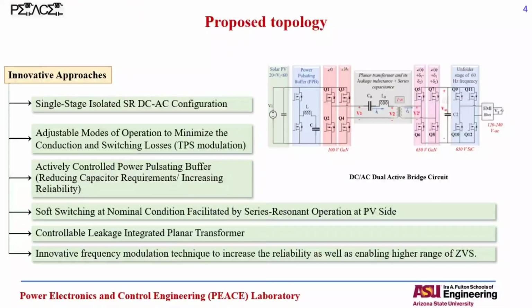So here you see how we are going to integrate all those proposed solutions into one configuration that you can see here. So basically we have changed the input capacitance with the power pulsating buffer that you can see here. And we have this primary bridge that is realized by the GaN devices, and the same thing happens for the secondary bridge. And lastly, we have the unfolding stage that is switching at 60 Hertz line frequency, which also reduces the switching losses.